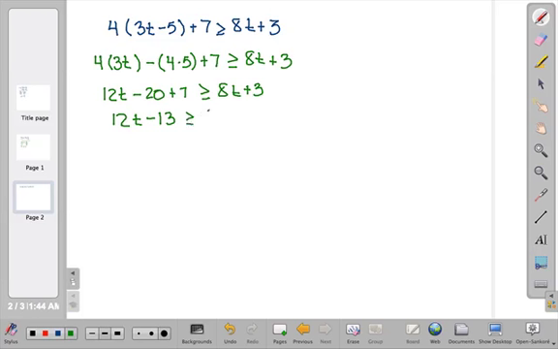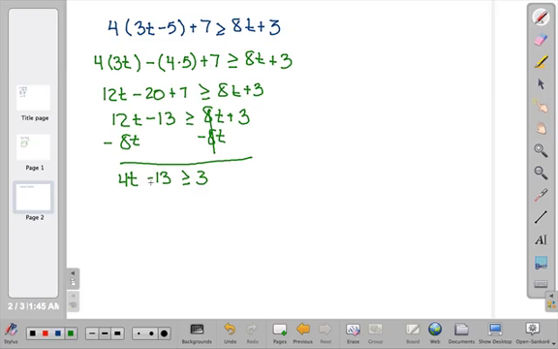I'm going to bring everything else down. Now we need to get the same terms on the same side of the inequality. So notice I have an 8t over here and I have a 12t over here. Well, how could I move the 8t from here over to here? Well, this 8t is positive. So in other words, to get rid of it from this side, we'd have to subtract 8t. And I can do the same thing on this side over here. 12t minus 8t is 4t. Minus 13 is greater than or equal to 3.